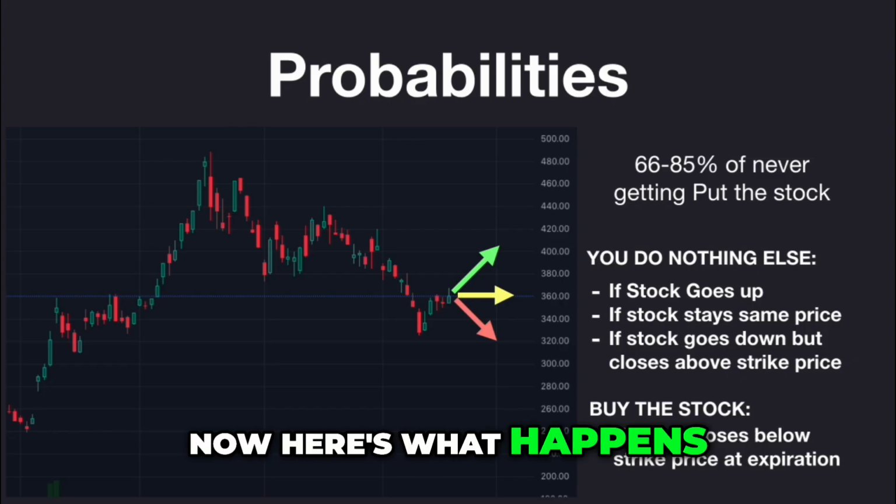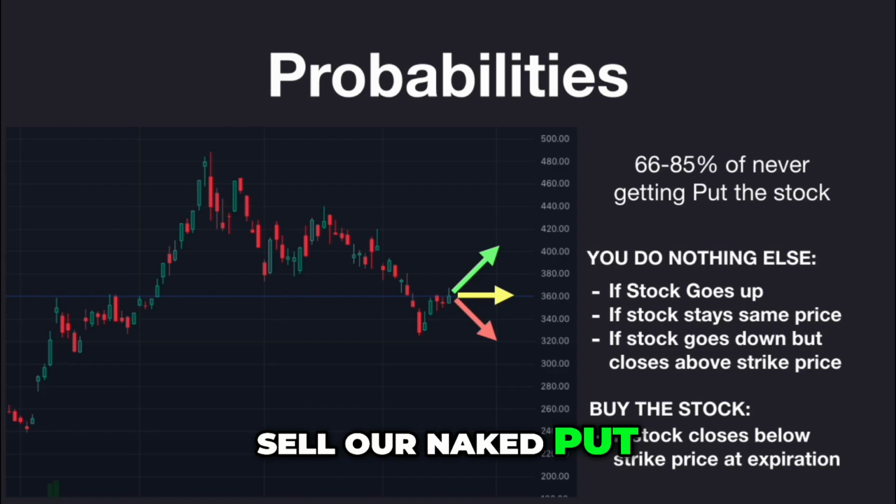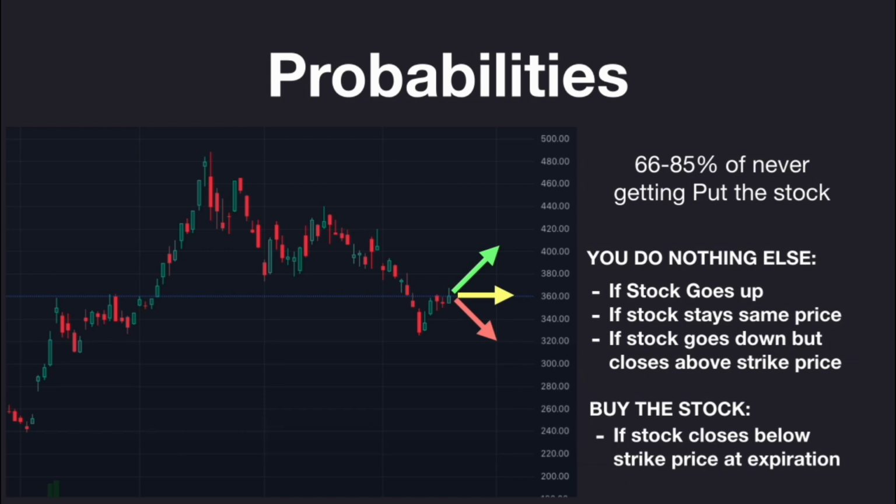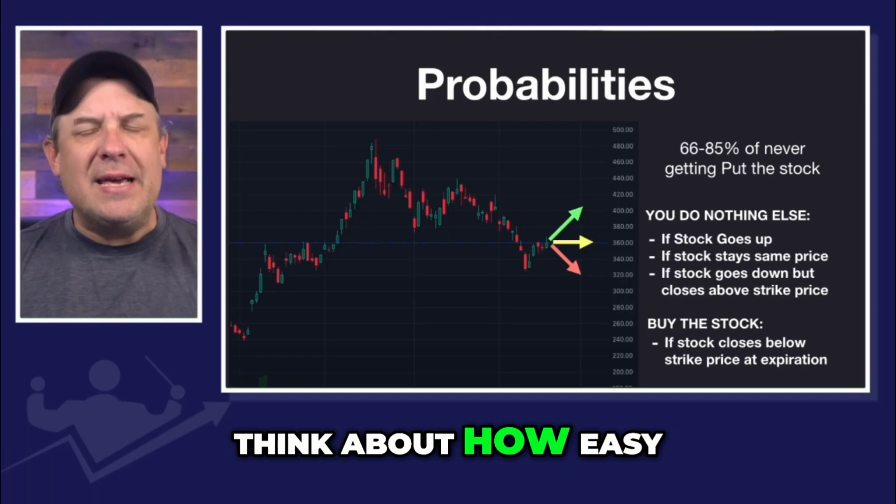Now, here's what happens. Let's say that we sell our naked put. If the stock goes up, you do nothing else. If the stock stays the same price, you do nothing else. You just made money. You literally just printed it out of thin air. If the stock goes down a little bit, but it closes at or above your strike price, you do nothing. Think about how easy that is.